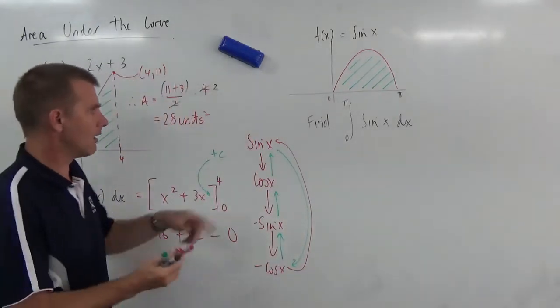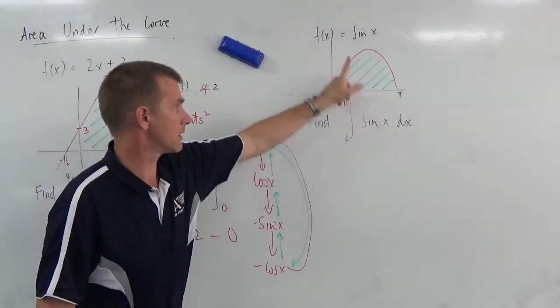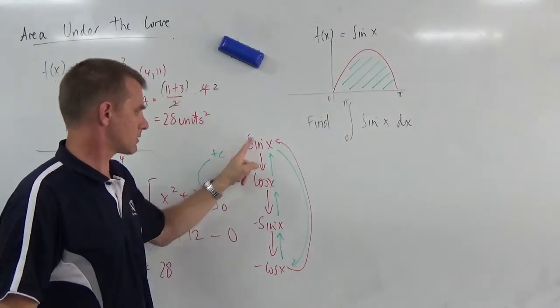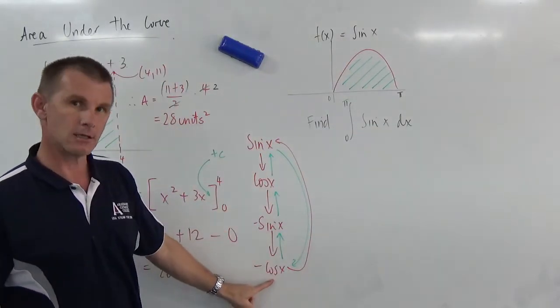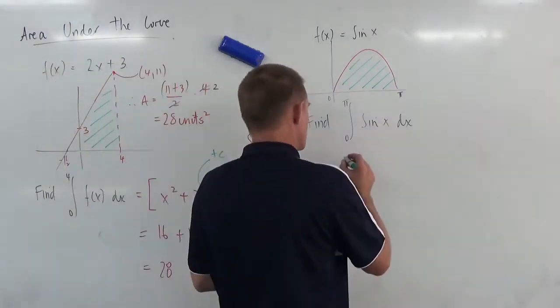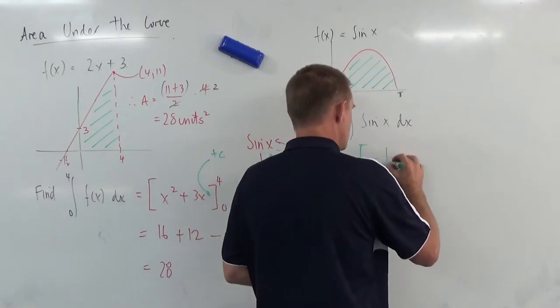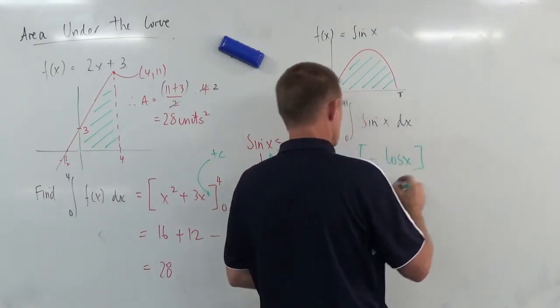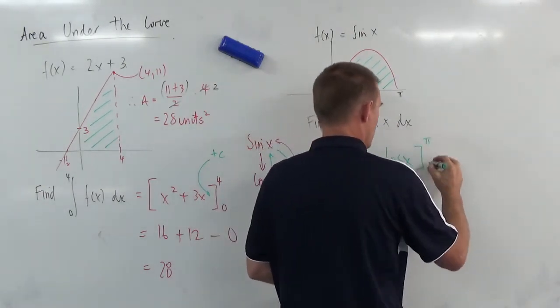So we're here currently with sine of x. That's the graph. So we want to integrate. We're going to go to negative cos of x. Negative cos of x. Okay? So this one would become negative cos of x with the limits of pi and 0.